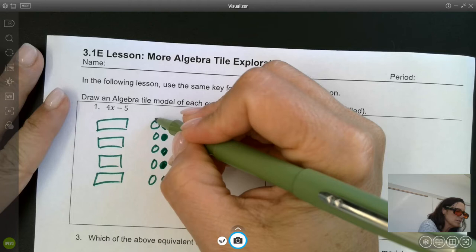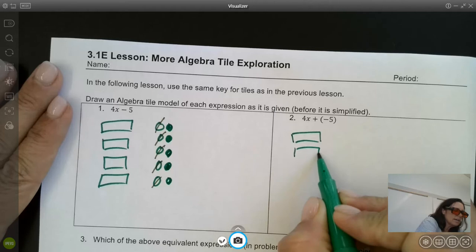Okay, and then this model over here, we'd have 4x tiles and 5 negative unit tiles. Okay, clearly this one's shorter and easier. So which of the above is most efficient? Number 2 is most efficient since no zero pairs needed to be added.